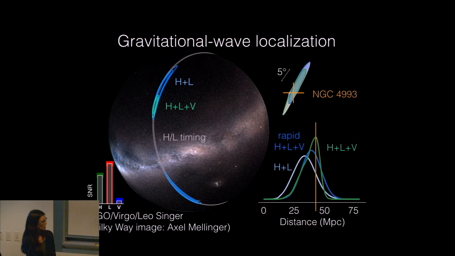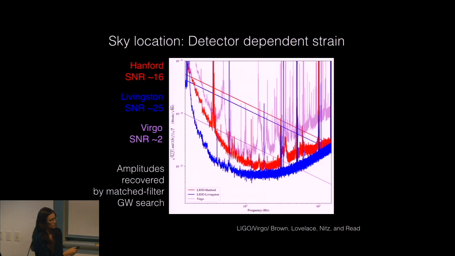Of course, it's worth emphasizing that this analysis also indicated the distance to the merging neutron-star system, which is also really important in narrowing down the potential follow-up candidate galaxies. So this is just showing how that strain played out in the different detectors from the same sky localization.